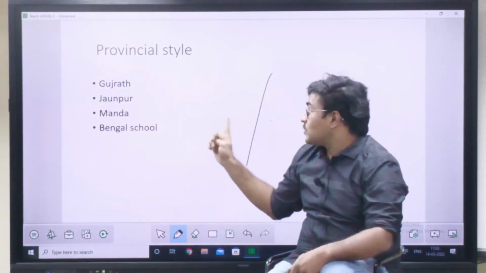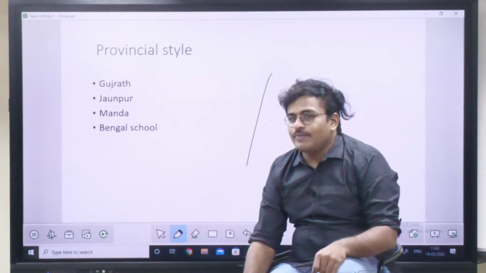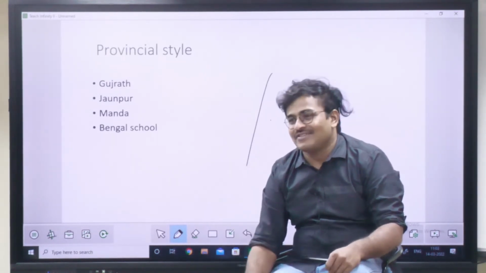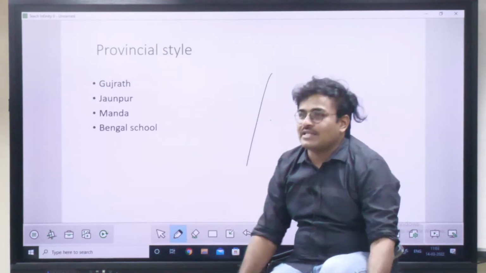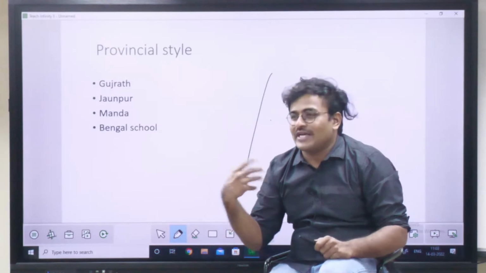Next one is the provincial style. There are 4 styles: Gujarat, Jaunpur, Malwa, and Bengal school. Earlier, I never used to teach them, but UPSC forced me to teach these things also, because they are asking questions from these sections. Particularly on Jaunpur architecture, they asked a question in 2017 or 18. That's the reason why I was forced to expand this.